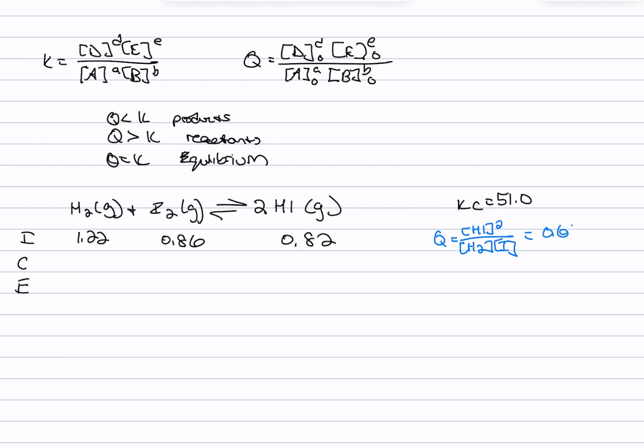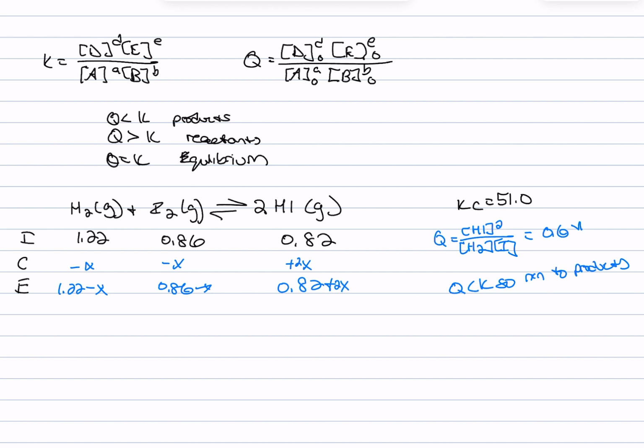So then we can use a variable x for our unknown. Since it's going towards the products, we're going to subtract x on the left side, and on the right side, because the coefficient is 2, we're going to add 2x. For equilibrium, we bring this all together into one expression, so it's 1.22 minus x, 0.86 minus x, and 0.82 plus 2x.